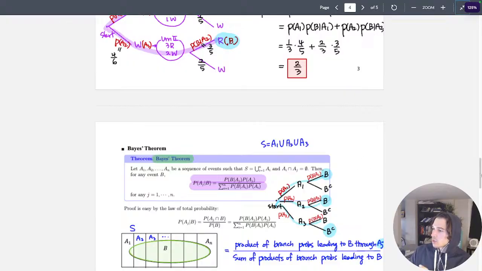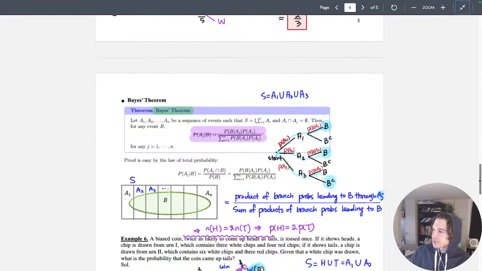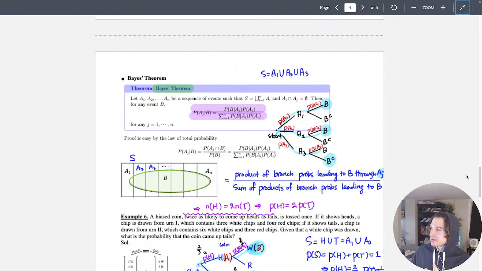Yeah, so let A1, A2, ..., AN be a sequence of events such that the sample space is the union of all these events, and they're all mutually exclusive. There's no intersections. Then for any event B, the probability of AJ given B. To simplify this, you could just make it two events. Just for pedagogical reasons, I'll say the probability of A given B equals the probability of B given... oh, okay, they got the sum in there, so forget I said anything.